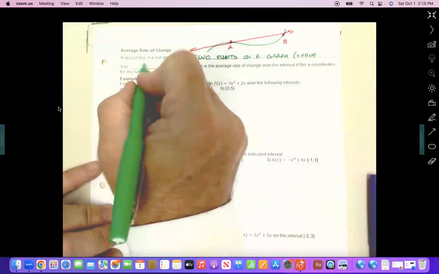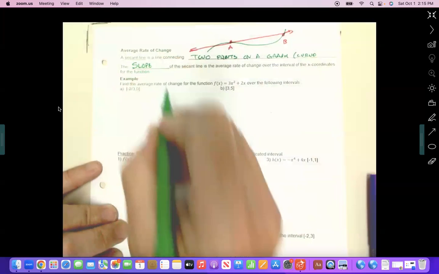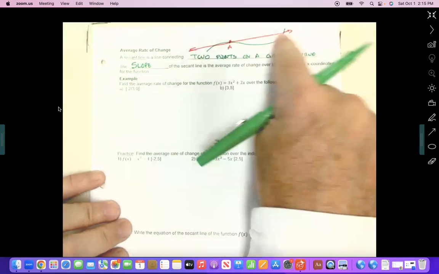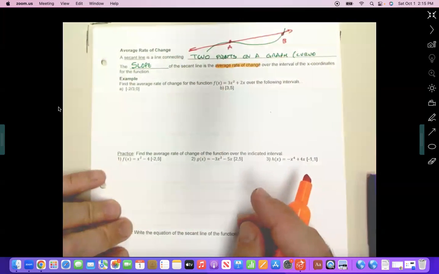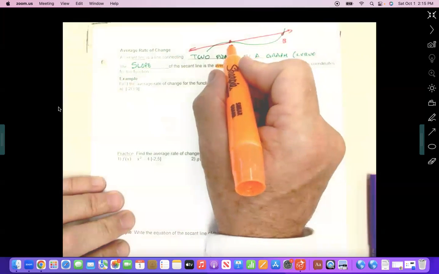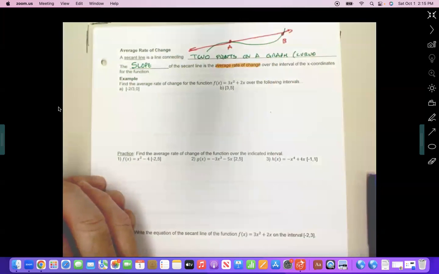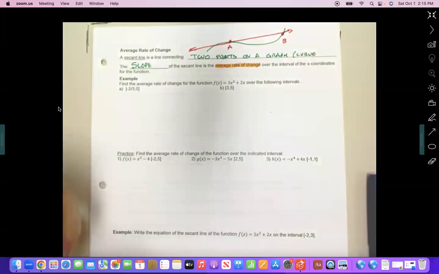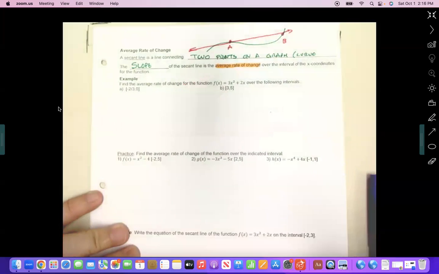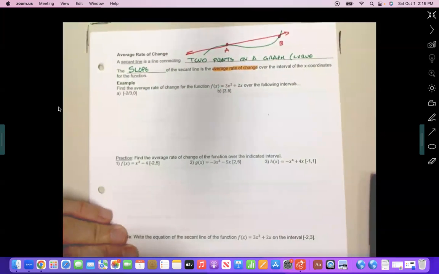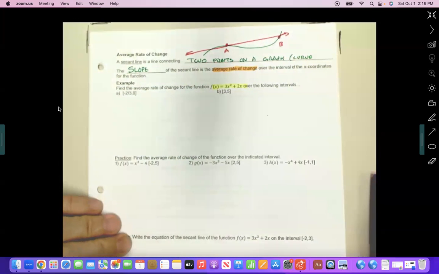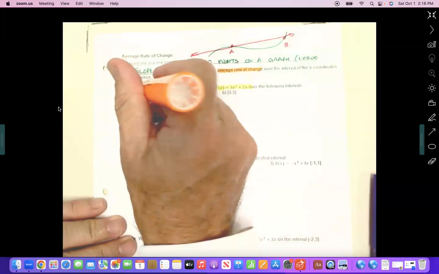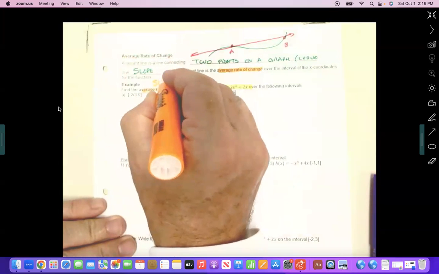Then we can look at the slope of the secant line, and the slope of this secant line has a special name called the average rate of change over that interval from point A to point B. So let's consider this function: f of x equals 3x squared plus 2x. Let's determine the average rate of change of this function.